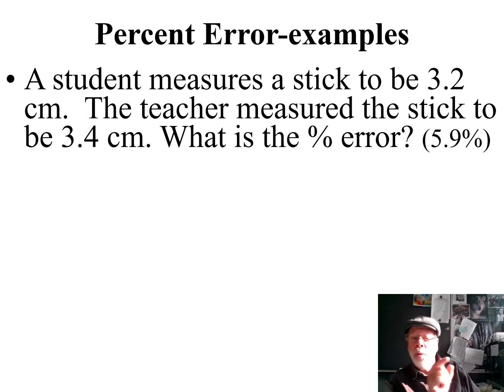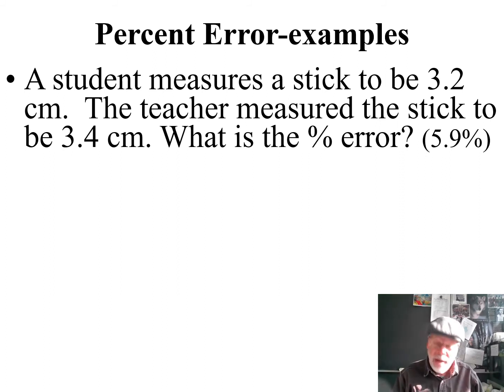Well, you first write the formula. Percent error equals difference from accepted value divided by accepted value, times 100. So what's the difference from accepted value? Well, 3.4 centimeters minus 3.2 centimeters is 0.2 centimeters, divided by what? Well, divided by the accepted value, which would be the teacher value. So divided by 3.4 centimeters, press equals, that's a very tiny number, and multiply by 100. That gives you approximately 5.9%. Just put the percent in right at the end.